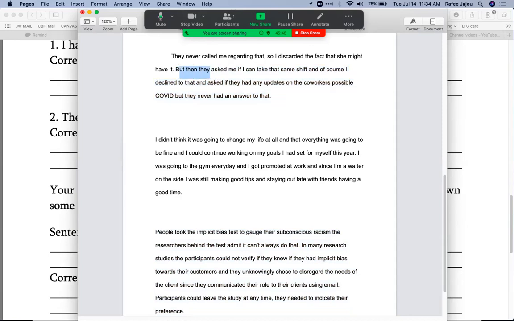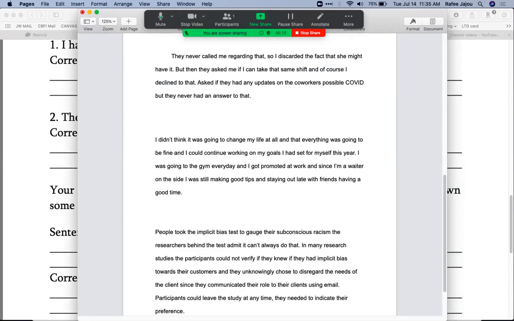But then they asked me if I can take that same shift. And you notice here that there is an and, so we probably know that this could stand on its own. It's okay to join something though, but you don't want to join another thing after that, like 3 or 4. So we probably need to stop after this area. Of course, I declined to that. And there's another, so there it is. So this is where you can put the period. You don't need the and.